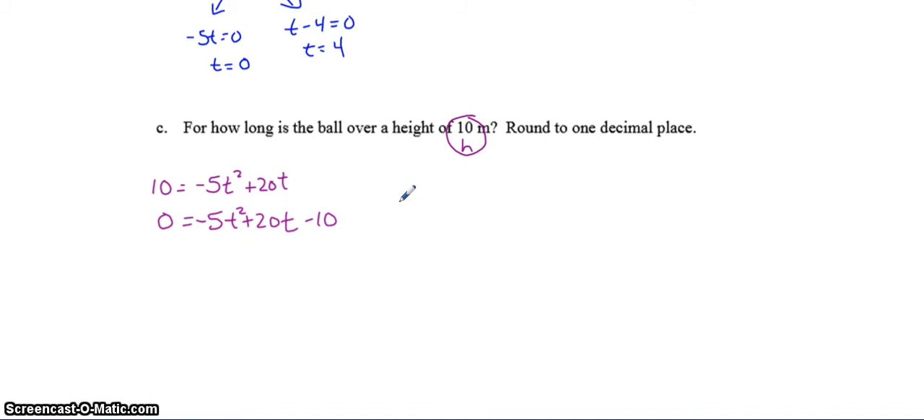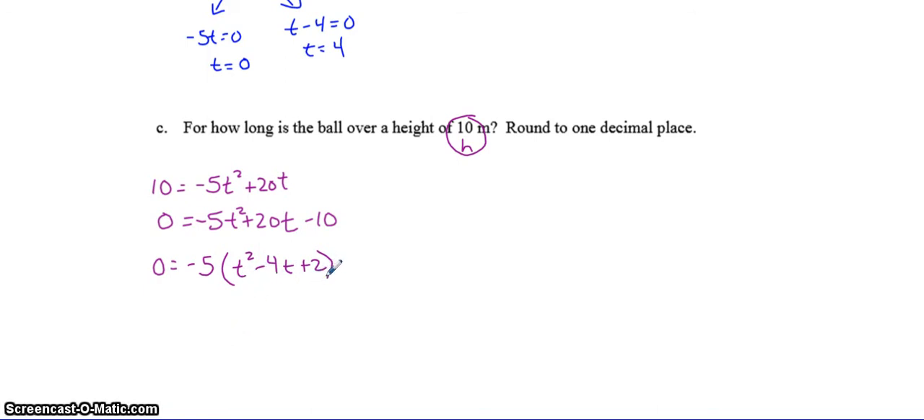Once again, to solve for t, you could factor or you could use the formula. If you were going to factor, the first thing you would want to notice is that everything can be divided by negative 5. So there's a common factor of negative 5. And that would leave you with t squared minus 4t plus 2.